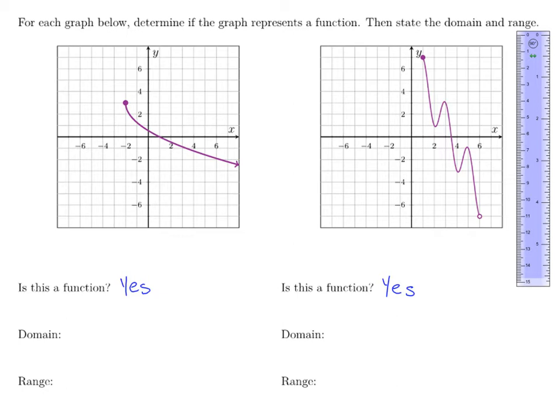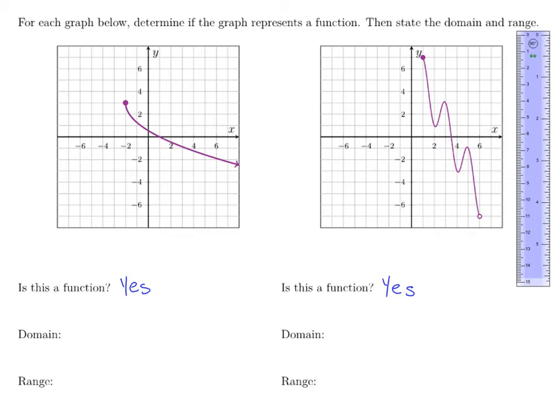When we look at the domain, we're determining all possible inputs, and when we look at the range, we're stating all possible outputs. So if we come over to this first graph, I can see this point -2, 3, and then it arcs downward. It crosses that x-axis and continues arcing downward. I also see an arrow on the end showing that it continues indefinitely.